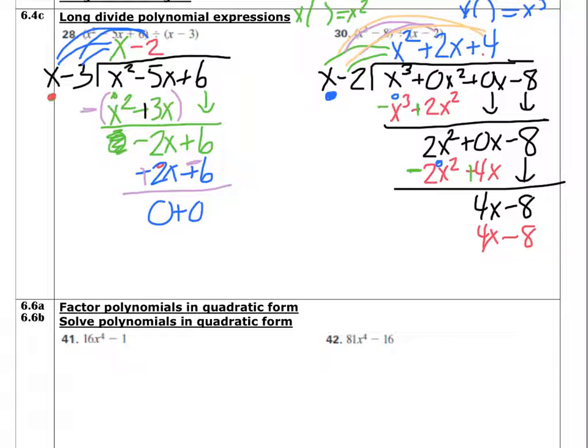Now we need to make sure that we subtract these out. So when you subtract it, this becomes minus, that becomes positive. When you add down, 4x minus 4x is 0. Negative 8 plus 8 is 0. So it ends up that there is no remainder. And the final answer to this problem is right up here. It's x squared plus 2x plus 4.